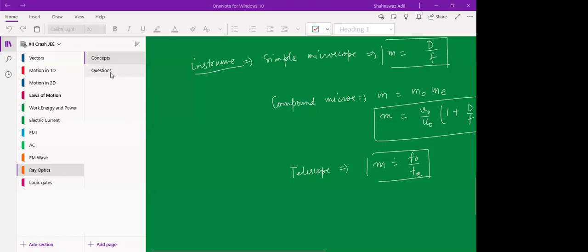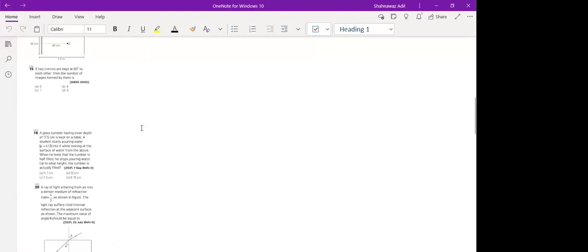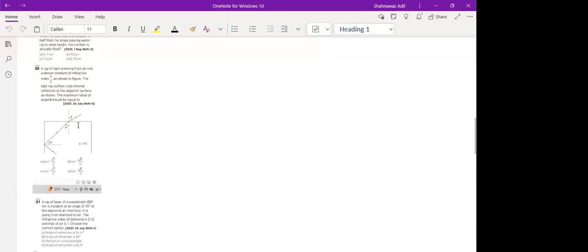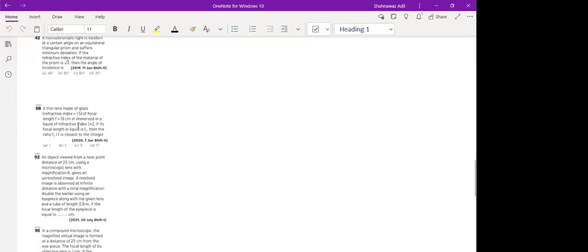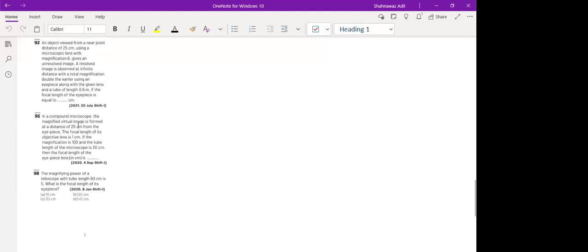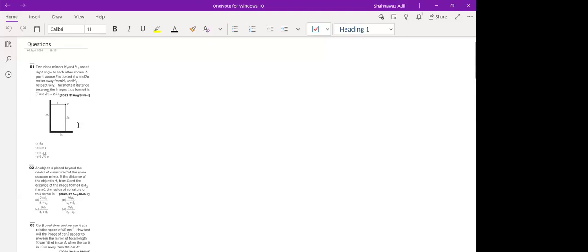So let's do some questions. This one. These are from the mirrors, and I will leave the rest of the questions to you guys. I will do 2, 3 questions, and then you just practice these questions. These are two direct questions. If we remember this thing, then we can get the answer. So let's do this.